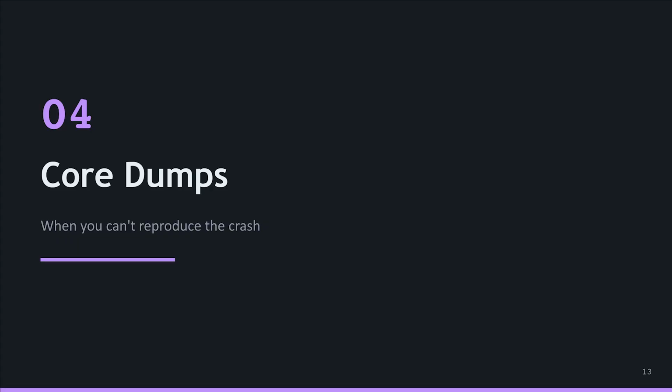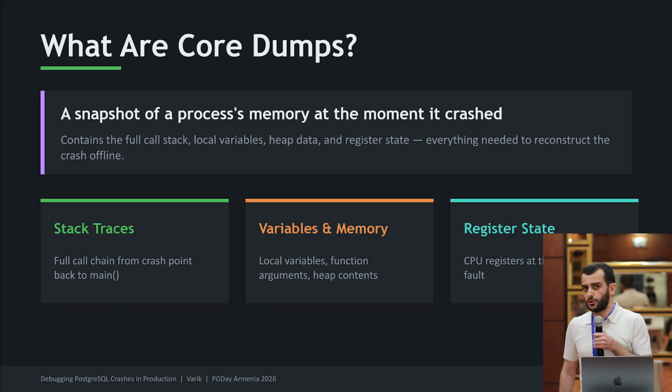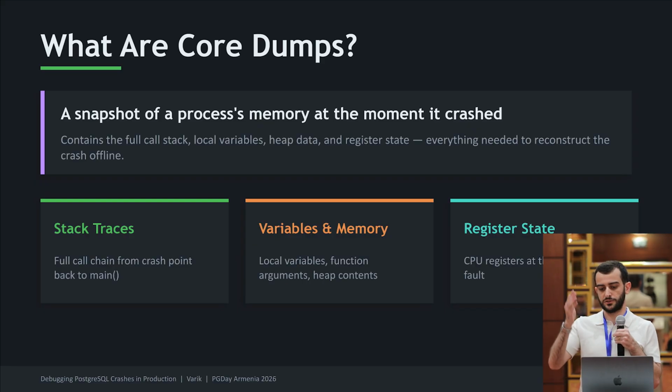Now let's talk about core dumps. Think of a core dump as a snapshot of the state of the program with everything necessary to reconstruct it in an offline environment. Core dumps contain the full stack at the point of the crash, the heap memory, and the CPU registers necessary to reconstruct the state. So when loading the core dump, we have the full stack trace, the chain of function calls until the crash, the local variables and heap memory, and also the register state. It will help us debug and see where the crash happened.